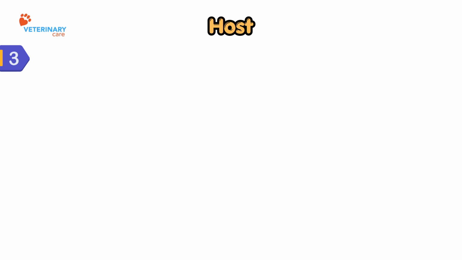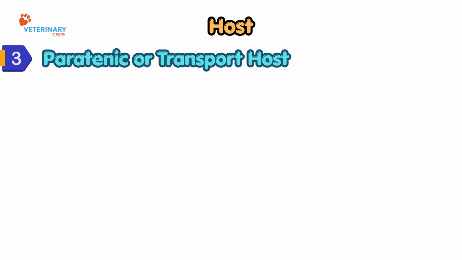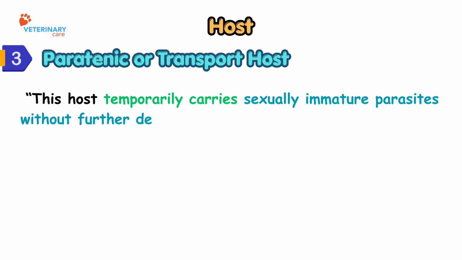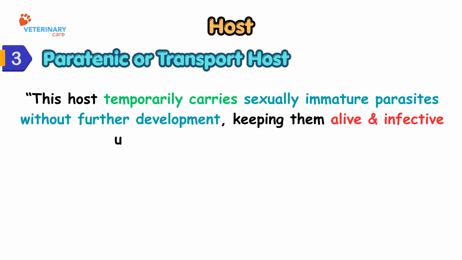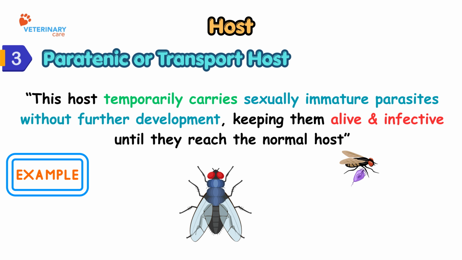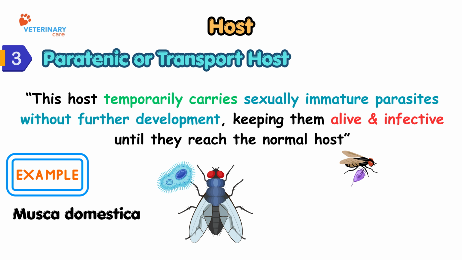Next comes the paratenic or transport host. This host temporarily carries sexually immature parasites without further development, keeping them alive and infective until they reach the normal host. A transport host basically helps in transferring parasites from one place to another. A common example is the housefly, Musca domestica. Houseflies can carry many protozoan and metazoan parasites. They can also spread viral and bacterial pathogens that are important in public health.